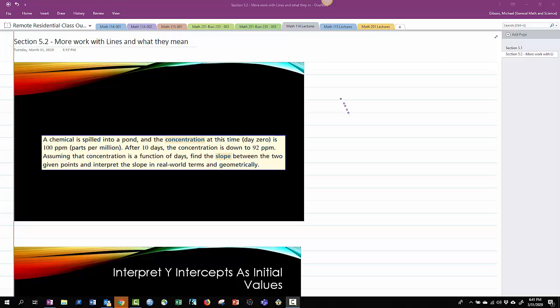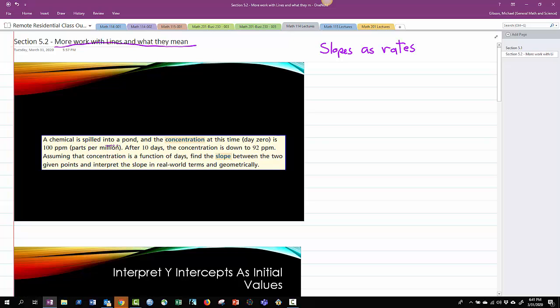All right, so we were talking in a previous video, for the last section, about thinking of slopes of lines as rates. That theme continues here in 5.2. You see what I've written up here as a title, More Work with Lines and What They Mean. That's really the focus of this section: to get us to think of lines not just as math things with numbers, but as mathematical models that mean things. All right, so let's look at this.